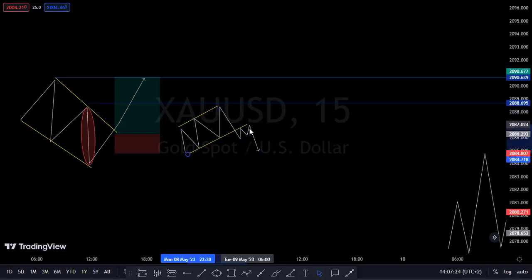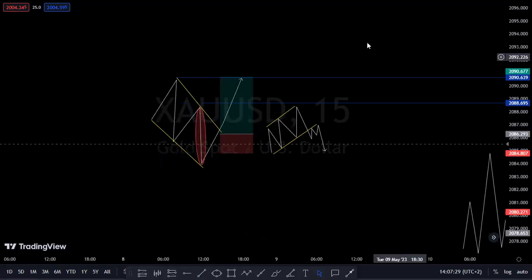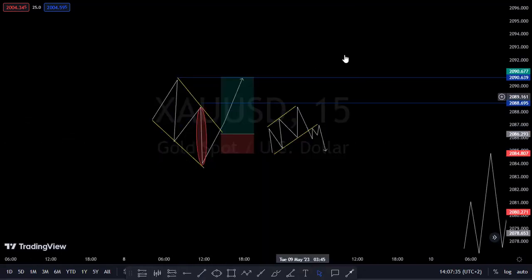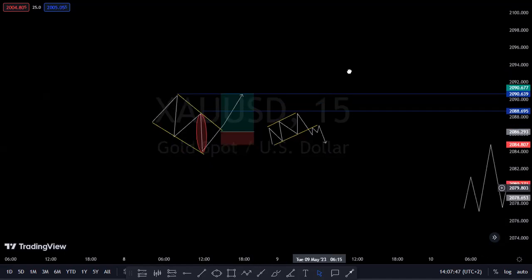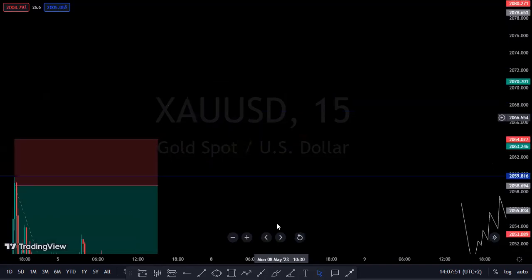Then again, I'm just showing you patterns that always appear on the market, or high probability setups that always play out. So let me show you how an ascending channel looks like on a real chart.